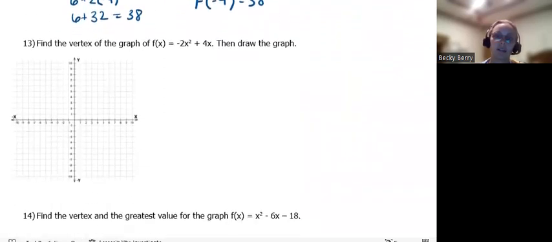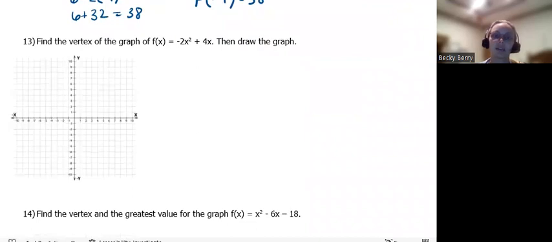On to parabolas. Find the vertex of the graph of f of x is equal to negative 2x squared plus 4x. Then draw the graph. When you see this x squared, you know that we're no longer working with linear or lines. We are working with quadratics, and a quadratic graphs as a parabola. Remember, a parabola is like a U shape, and it can be upside right or upside down.